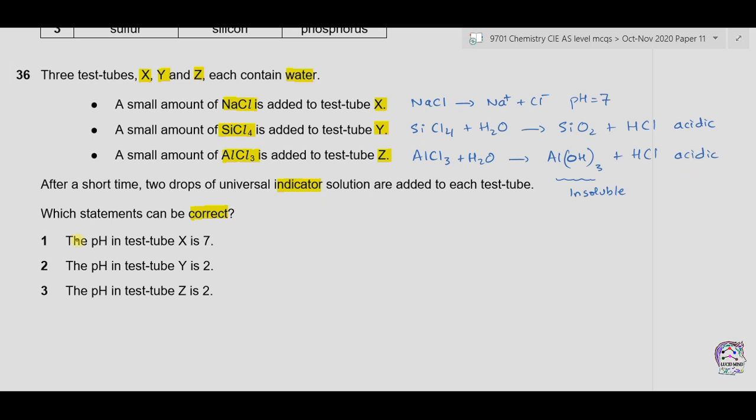Moving towards the option, in 1 the pH in test tube X is 7. This is correct because it is sodium chloride. The pH in test tube Y is 2, as the solution is acidic, so this could be true. In third, the solution is also acidic, so therefore option 3 is also true. As all 3 options are correct, therefore answer is A.